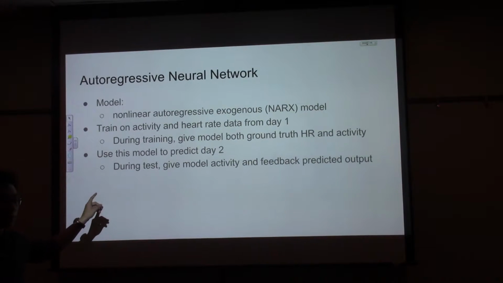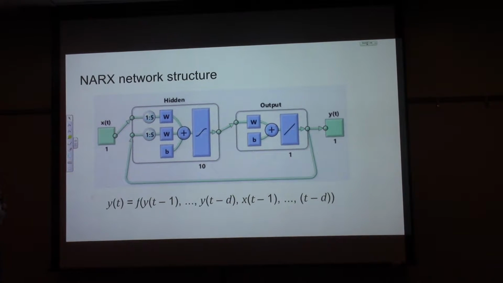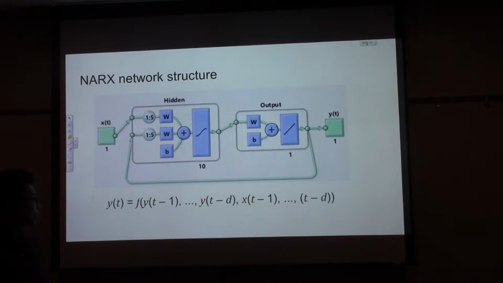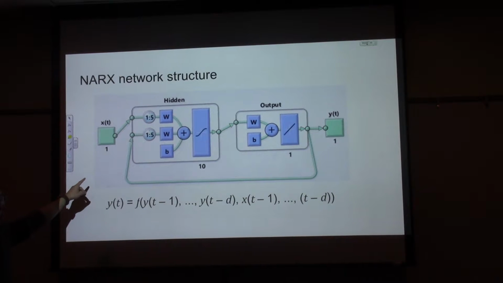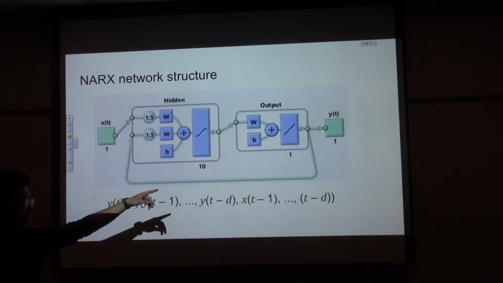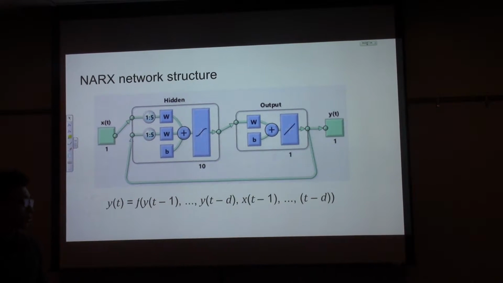We have 2 days of data. We train the model with the data from the first day and predict the heart rate of the second day, for a model for 1 person. This figure shows the structure of the NARX network. X here is the external input, which is the activity level in our case, and the output Y is the predicted heart rate.